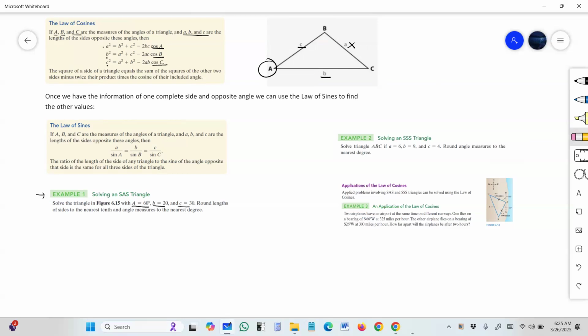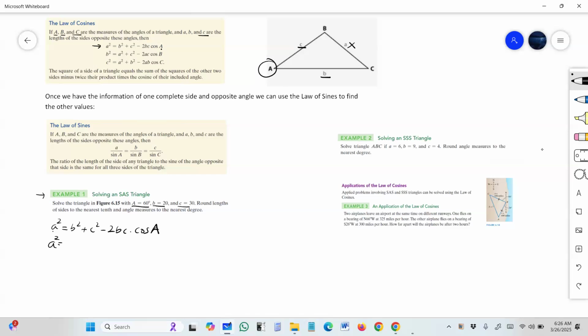Now it's easy to see which of the three formulas we have to use. We have to use the first formula because we have the angle A. So I'm going to write it here: A squared equals B squared plus C squared minus 2 times BC times cosine of angle A. And I will find the value of A.